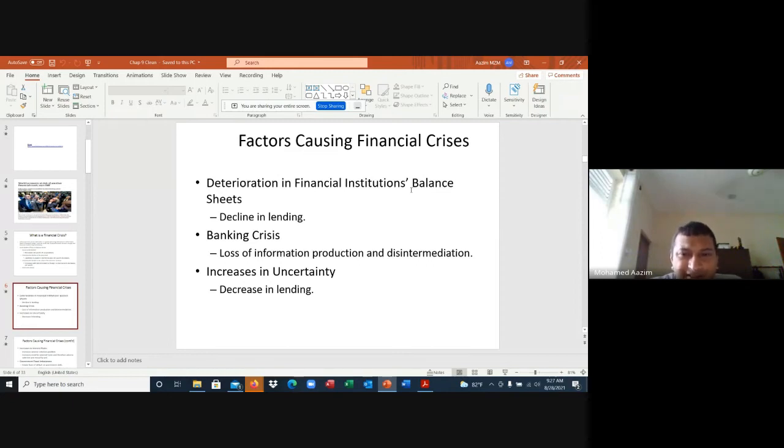Then the banking crisis. This is purely an information problem. Loss of information production and, as a result, disintermediation. People not now believing in financial intermediation at points of the crisis. In these types of circumstances, they try to move out from financial intermediation because they are not sure whether their finances are secure. They try to withdraw.